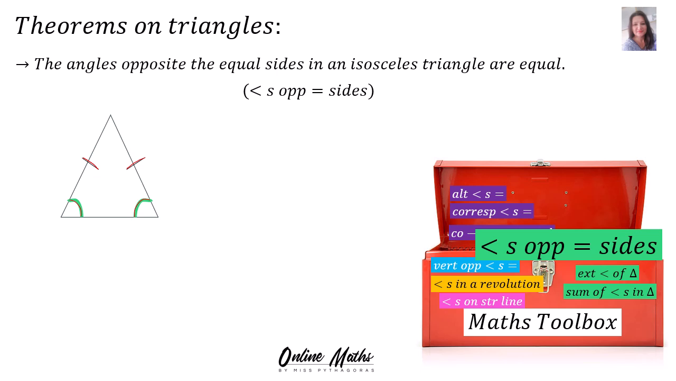And when you want to use that in a test or an exam, then your reason will be angles opposite equal sides. We never say it's an isosceles triangle. That's wrong. You say angles opposite equal sides.